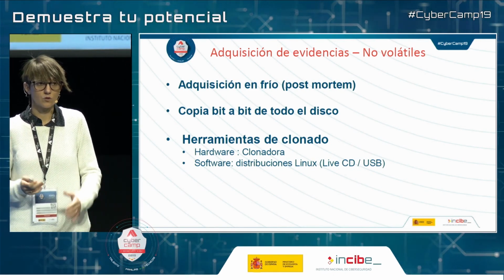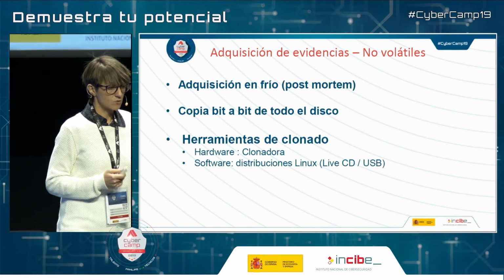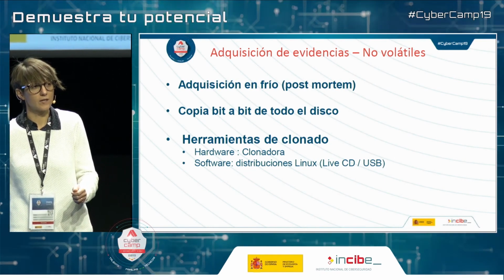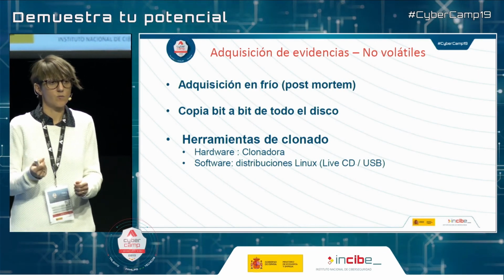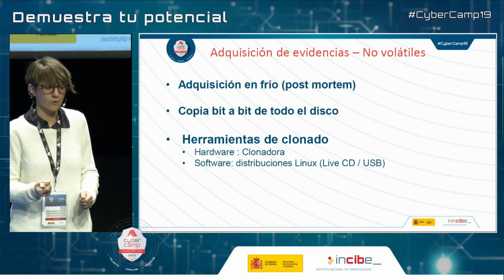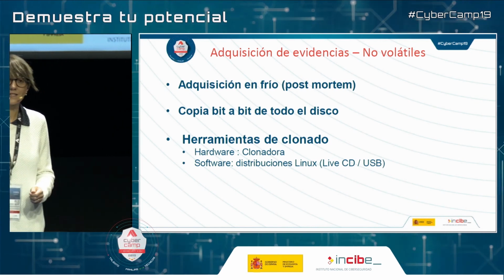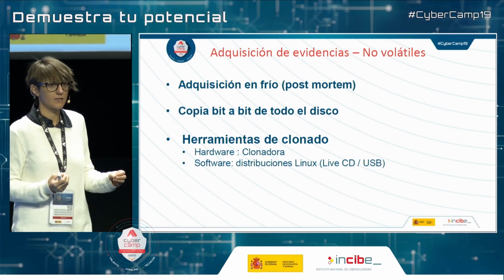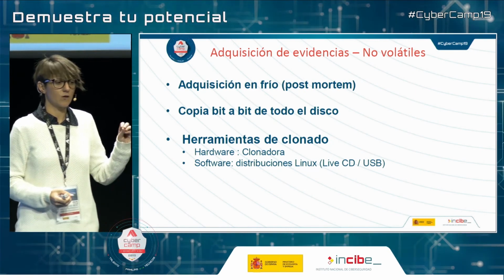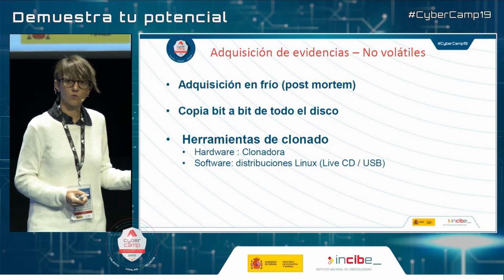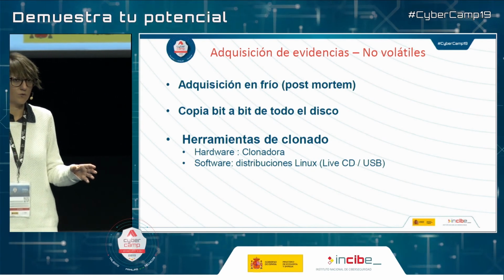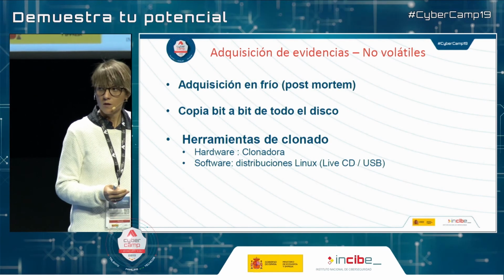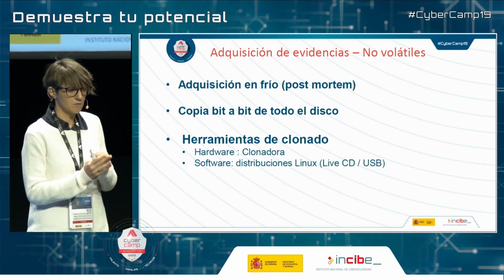And then we start acquiring non-volatile evidence. Postmortem is what we call it. We have already unplugged the machine from the electrical network, and we start cloning, which is an exact identical copy of the original. So if the original has something which is wrong, then the clone will have exactly the same thing which is wrong. How do we go about cloning?